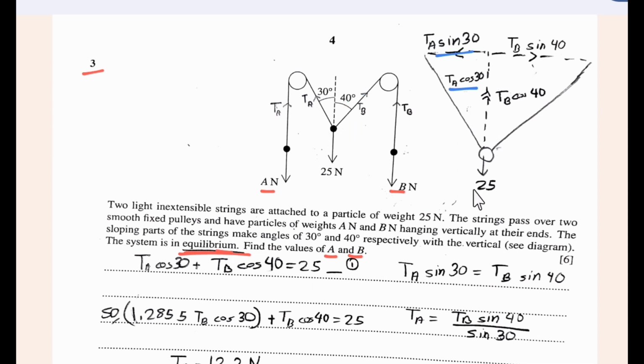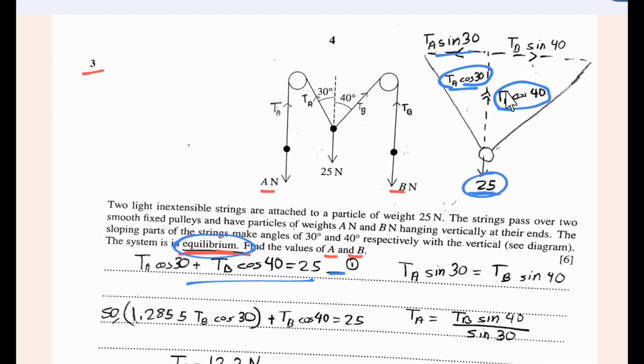Then we know that the downward force is 25 Newton. Since the system is at rest, that means it is at equilibrium, so the downward force is equal to the upward force, that is TB cos 40 plus TA cos 30 is equal to 25 Newton. So we equate this, and it is our first equation.